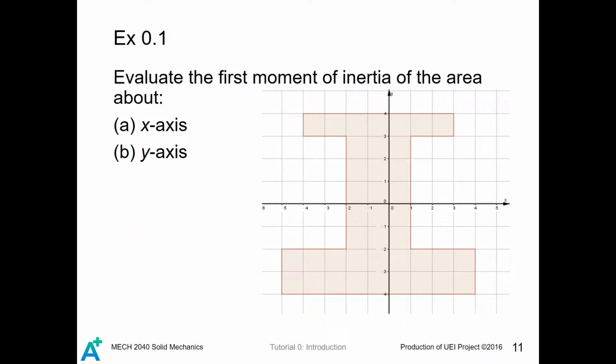Now let's do an example. Evaluate the first moment of inertia of this I-shaped cross-section about the x-axis, that means Qx, and the y-axis, which is Qy. Qx, recall the formulas are the area integral of y dA for the x-axis and the area integral of x dA for the y-axis.